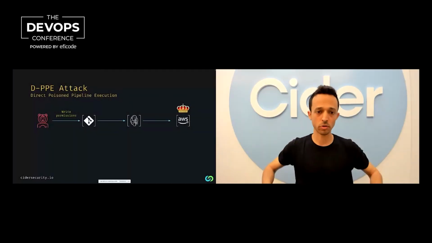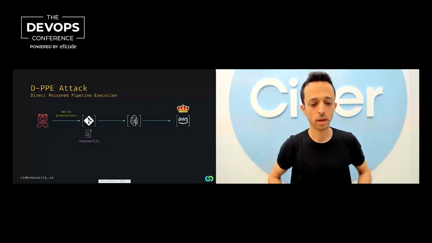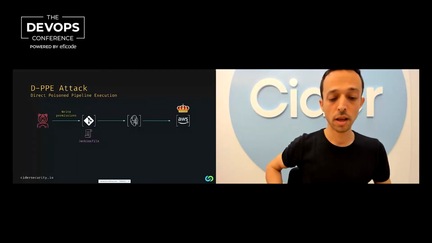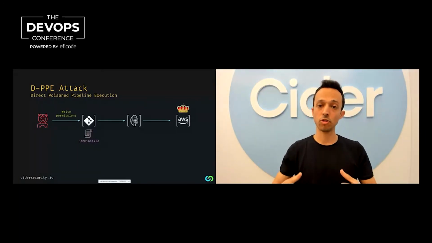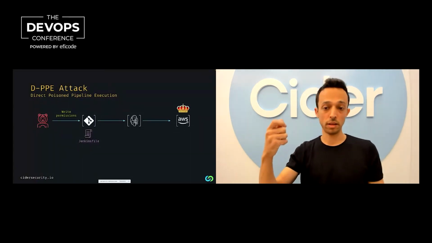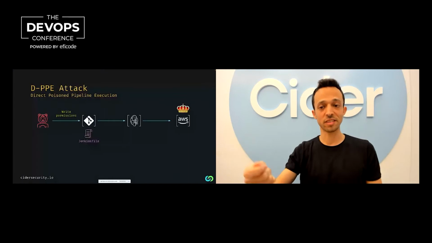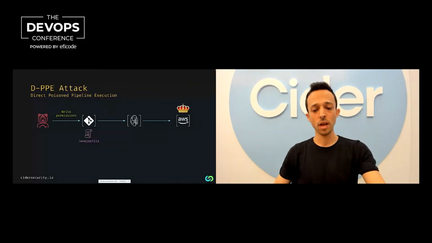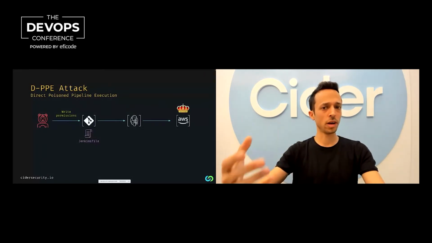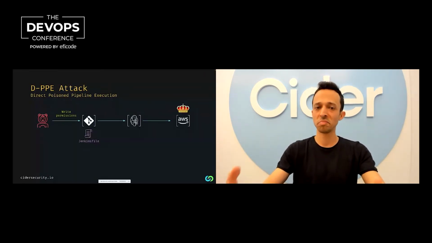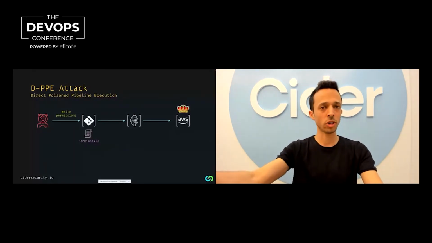Jenkinsfile, most of you probably know, if not all of you, is the CI configuration file that defines the stages, steps, and commands that will run when the linked pipeline on Jenkins, in this case, is executed. So that sounds interesting. If it defines commands that will run in Jenkins, the attacker can insert malicious commands in the Jenkinsfile, which will execute malicious code later on Jenkins.